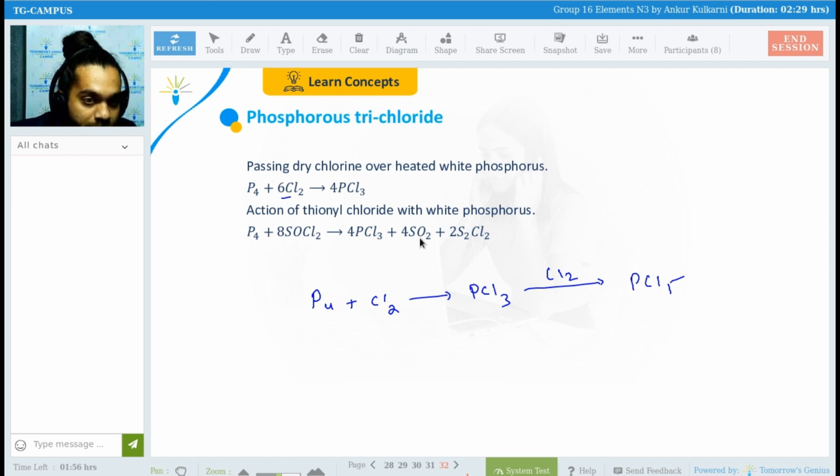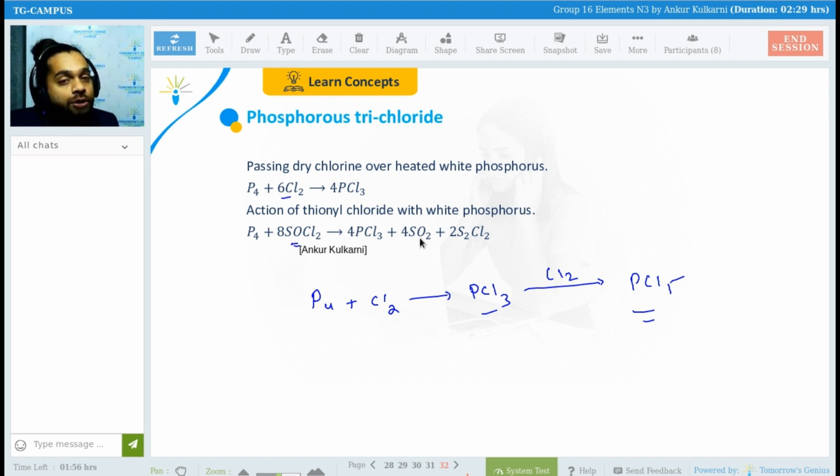Is it clear, Prashanti? Am I audible to you? So, if I react phosphorus and chlorine, what will I get? Phosphorus trichloride. If I take excess and further continue the chlorination, what will I get? I will get PCl5.